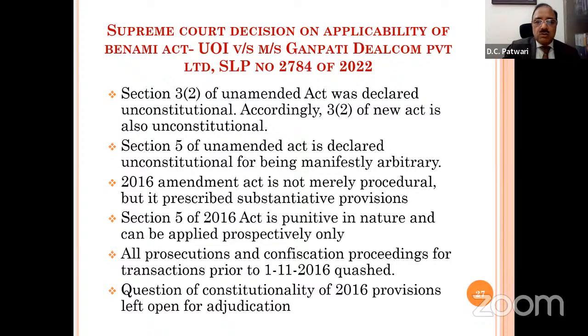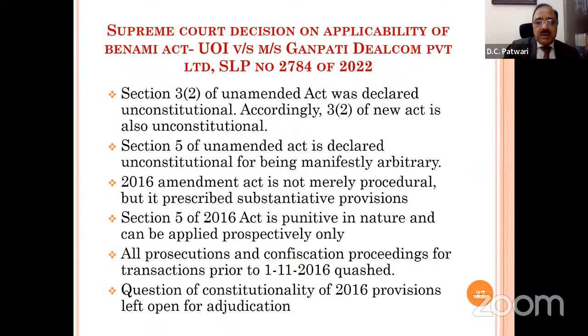So that is held unconstitutional because the criminal act cannot be applied retrospectively. Section 5 of the unamended act is declared unconstitutional for being manifestly arbitrary. Section 5 of the unamended act was basically acquisition of the property by the government, that was declared unconstitutional. So no proceeding can lie prior to 1/11/2016.